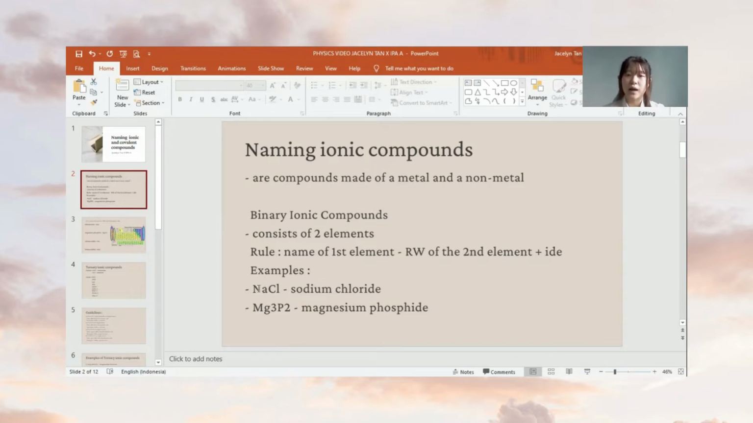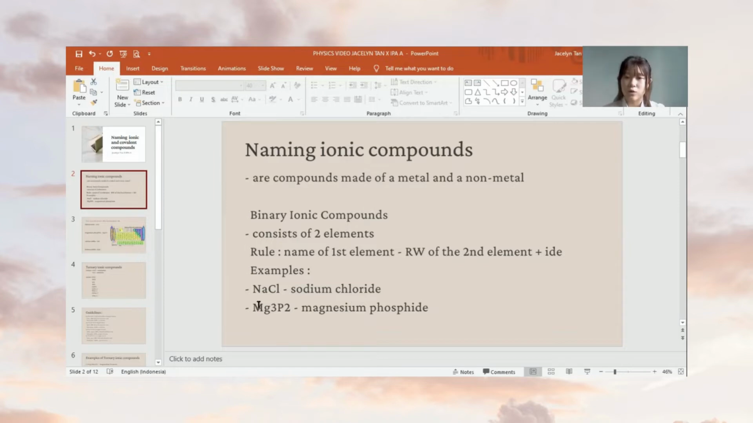Examples: NaCl. Name of the first element, which is Na, is sodium, and root word of the second element plus IDE. The root word of the second element Cl is chlor, plus IDE is chloride. So NaCl is sodium chloride.